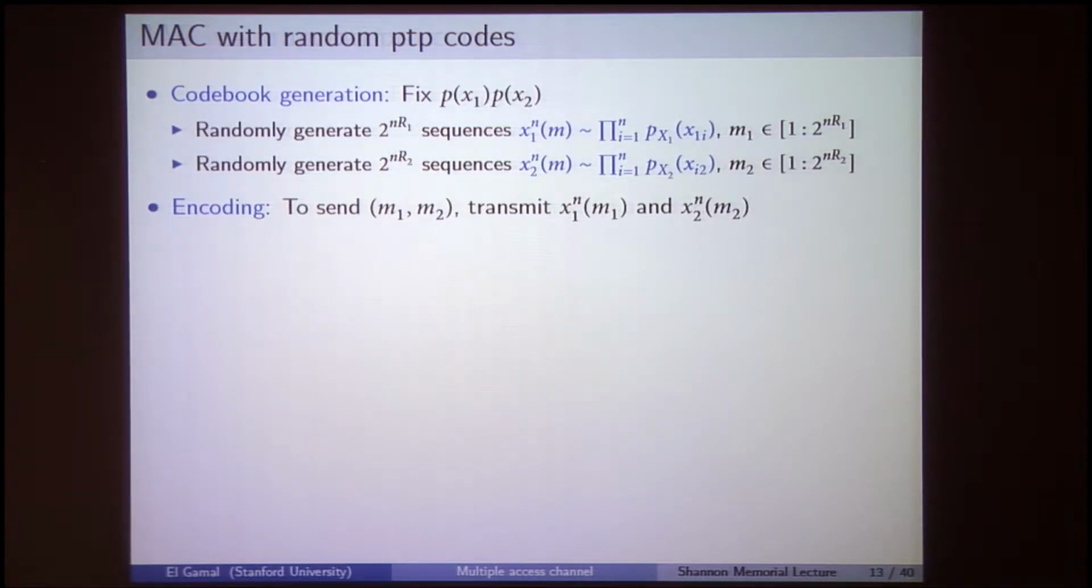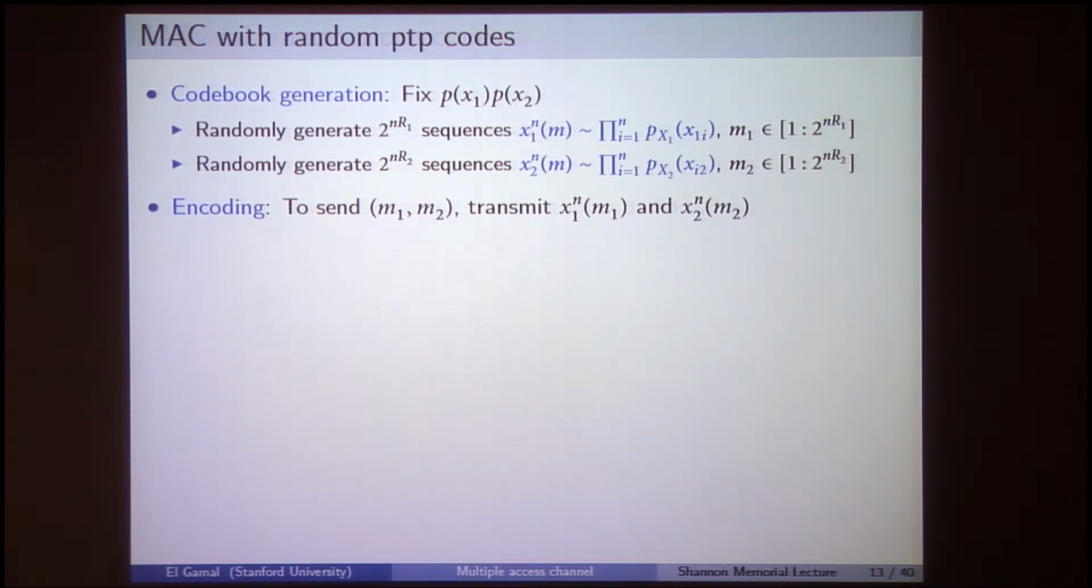Okay, so now let's see how well random point-to-point codes do over the MAC. What we do is, for every sender, we generate a point-to-point code. Of course, they are drawn according to p(x1) and p(x2), which are independent of each other because there is no cooperation between the senders. And the encoder will simply transmit the codewords corresponding to the messages. So now I'm using two random point-to-point codes.